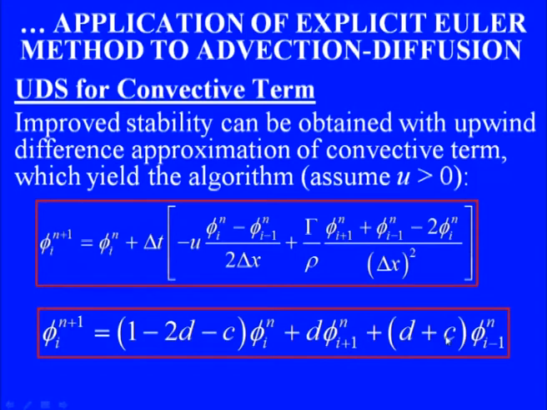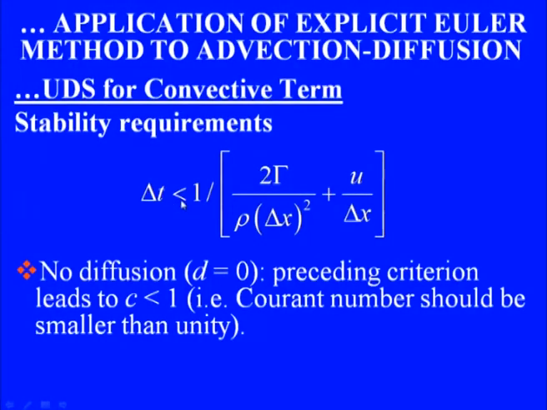So there is no restriction whatsoever in terms of local cell Peclet number, and the first one is the one which we should require to be greater than 0 for the sake of stability. This will put a restriction on our time step, and if you put that, this is what we get. So stability requirement simply says this, delta t should be less than 1 by, within big brackets, 2 gamma divided by rho delta x square plus u by delta x.